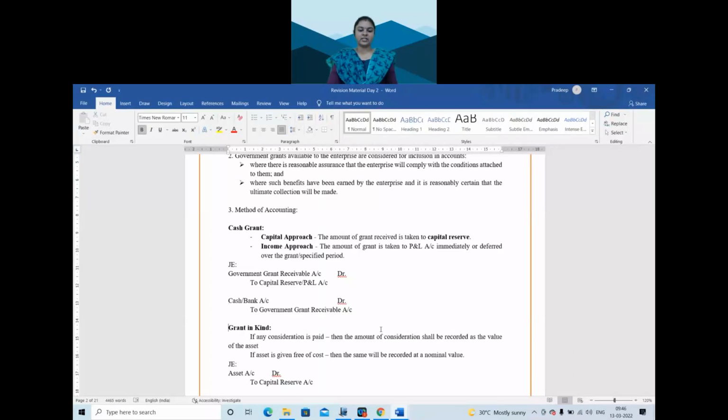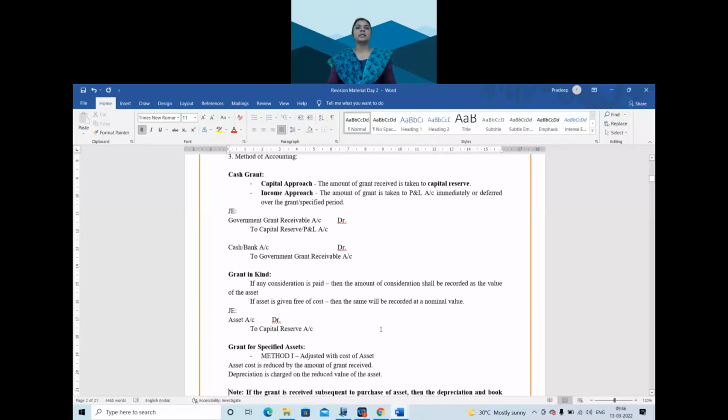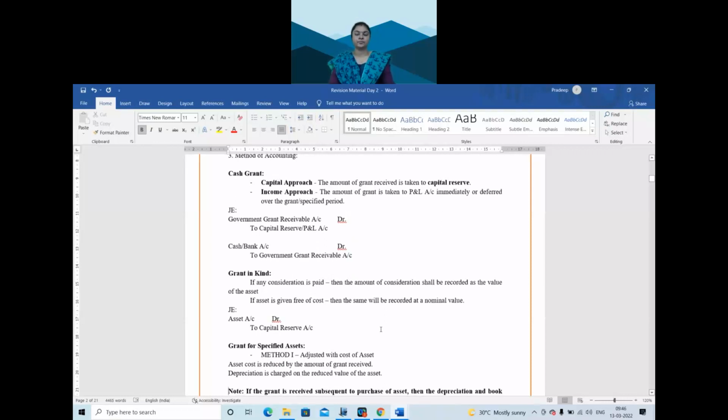Next, we go towards grant in kind. So what is grant in kind? When the government decides that it is going to give you a property or an asset directly for usage. Which means when it is giving an asset, naturally an asset is a capital nature transaction. So it is going to be recorded under capital reserve. Very simple. If it is a capital nature transaction, assets are all capital nature transactions only. So it is going to go to capital reserve.